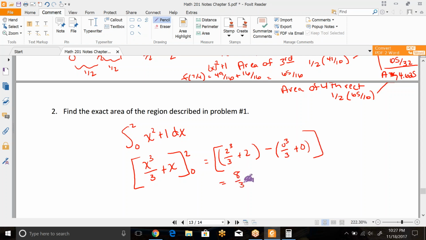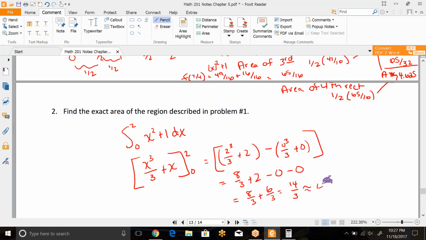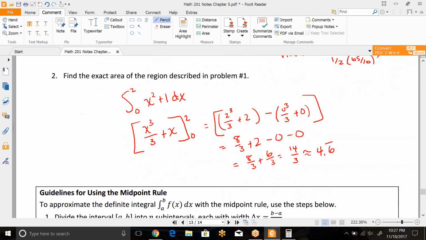That is 8 over 3 plus 2 minus 0 minus 0. So this is 8 over 3 plus 6 over 3. That's 14 over 3. Now I know that's not the same fraction we got here, but when you divide it, notice it comes out to 4.6 repeating, which is pretty close to where we got by using the midpoint rule. So it's going to be off a little bit, but it is still a way to find the area under a curve.